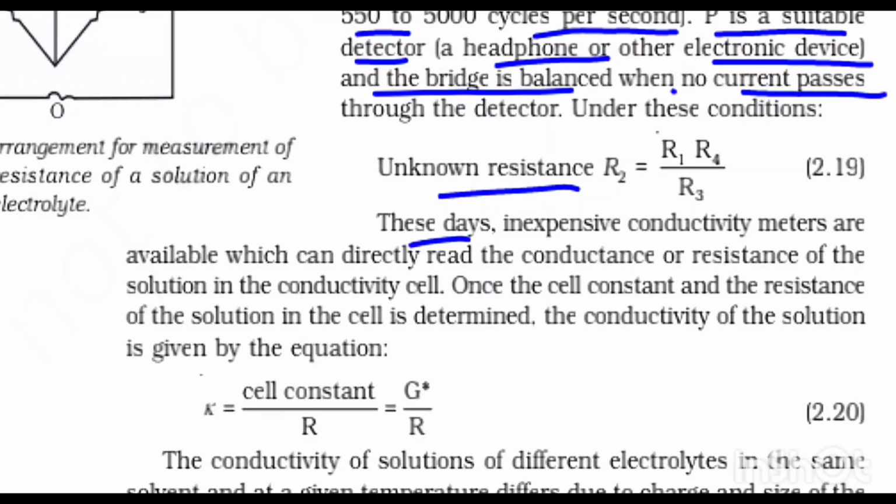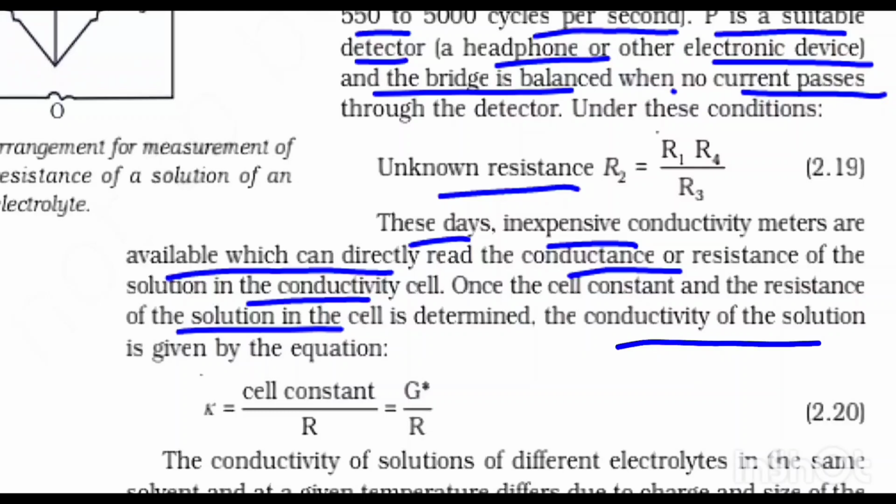These days, inexpensive conductivity meters are available which directly read the conductance or resistance of the solution in the conductivity cell. Once the cell constant and the resistance of the solution in the cell are determined, the conductivity of the solution is given by the equation kappa is equal to cell constant by R, that is capital G by R.